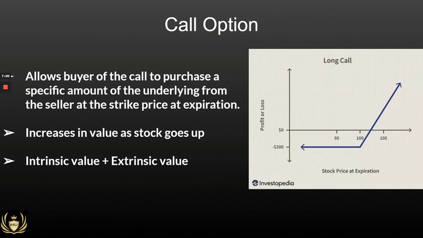So when Apple is below $100, it has zero intrinsic value because if it expired at this moment, there's no advantage in me purchasing the stock from the seller of the option. I would rather buy in the market for less than $100. If Apple was above $100, let's say at 105, then the intrinsic value of the option right now would be $5.